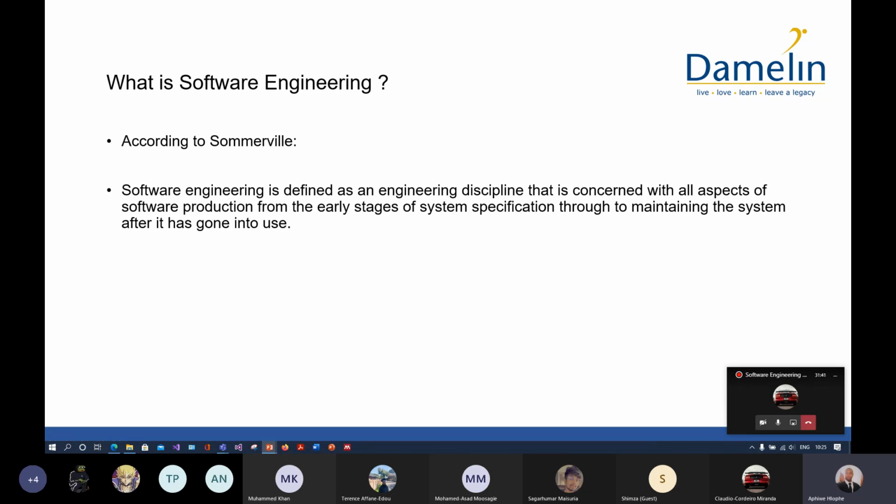He says, software engineering is defined as an engineering discipline that is concerned with all aspects of the software production from early stages of system specification through to maintaining the system after it has gone into use.